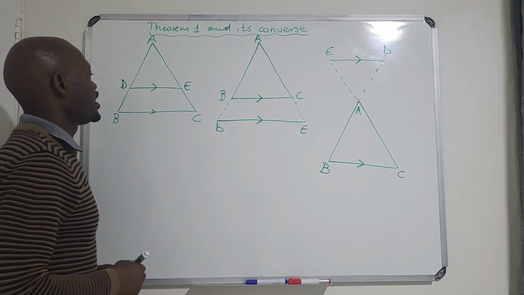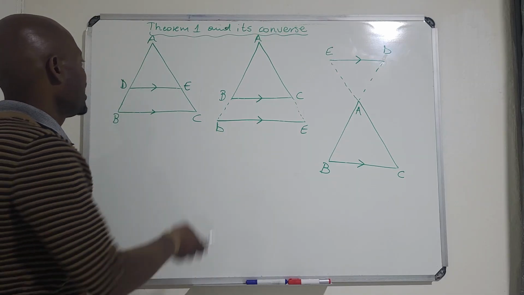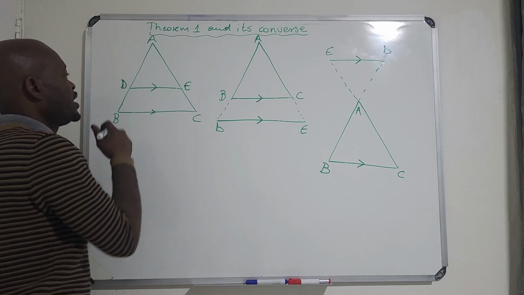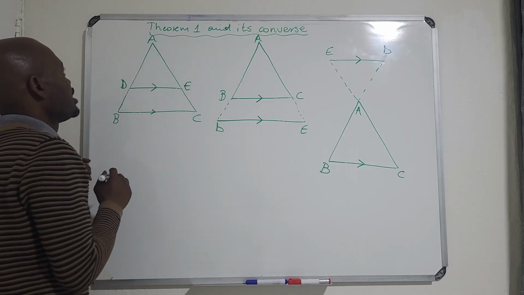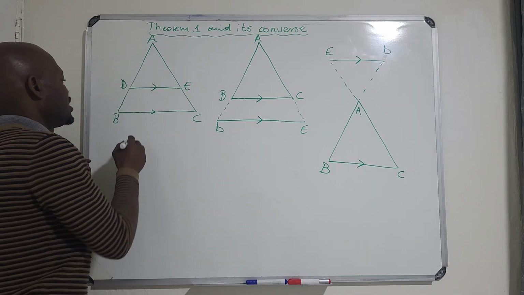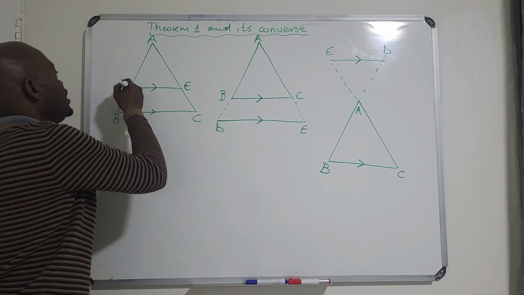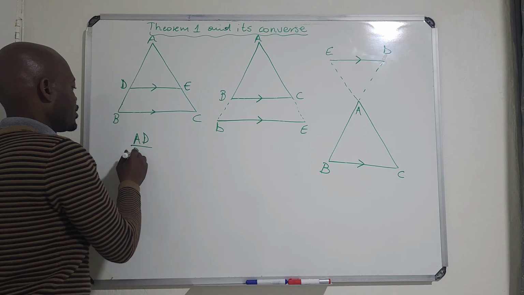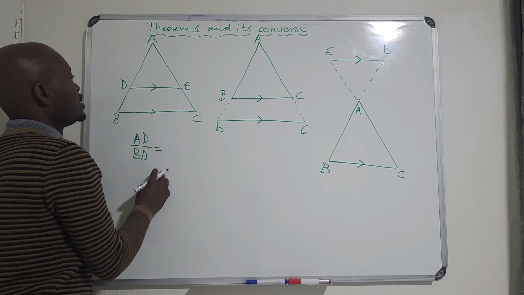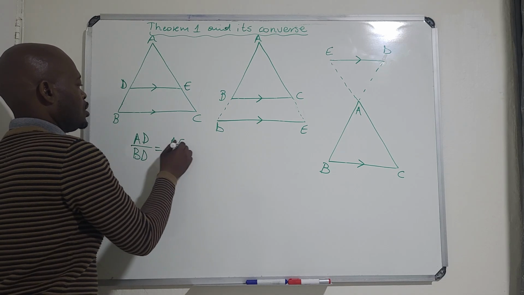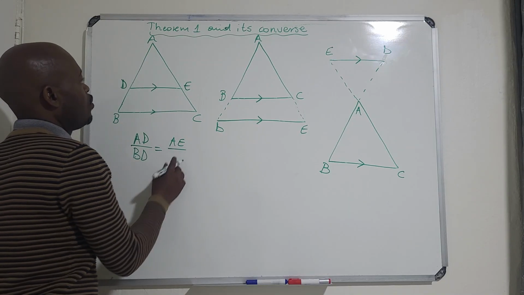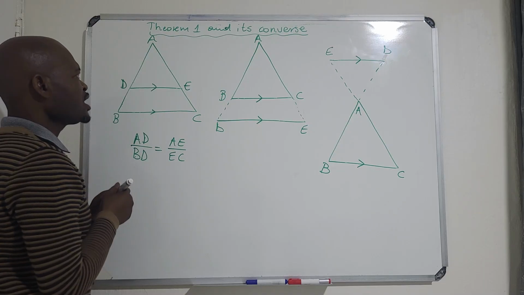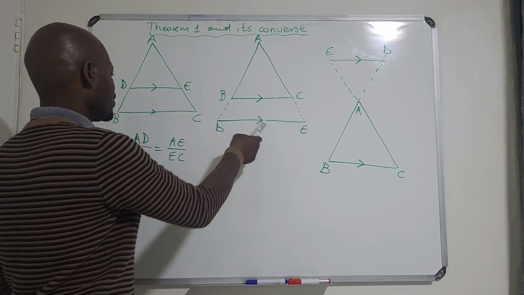What do we mean by that? We mean that if a line is drawn parallel to one side of a triangle, then it divides the other two sides in the same proportion. It means that AD over BD is equal to AE over EC. The same thing happens in this triangle.